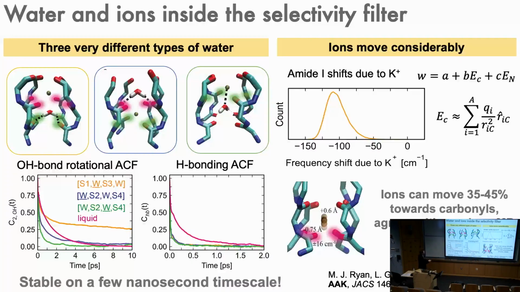So it's very interesting, right? We see the different types of water. One is slower than liquid, one is faster than liquid. And now this doesn't decay to 0 because this is known in the water community as wobbling in a cone.